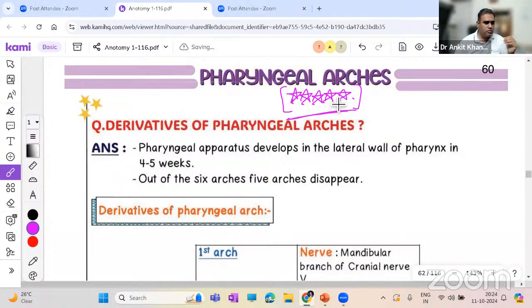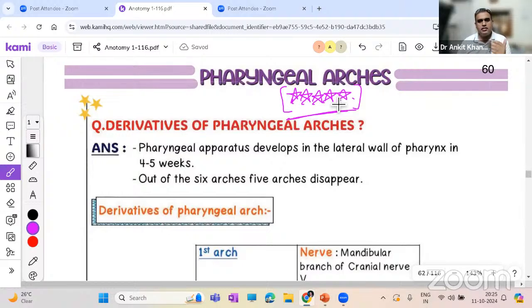If you visit the museum in your anatomy department, I don't remember the number, but I have been to maybe around 30-40 medical colleges as an internal or external examiner, and in the museum, when we take the embryology Bible, they all have the model of pharyngeal arches. And it is one of the most common questions in university exams as well as in MCQs.